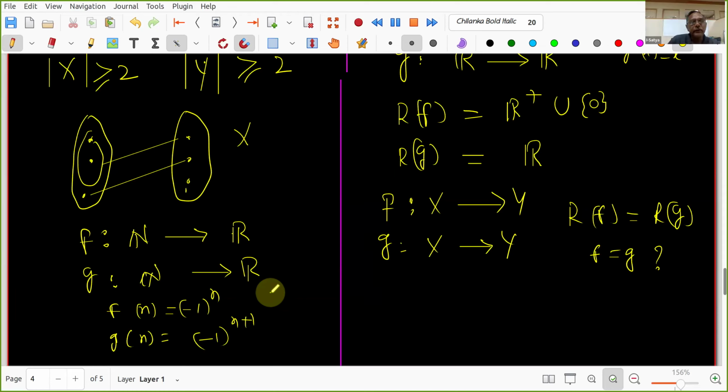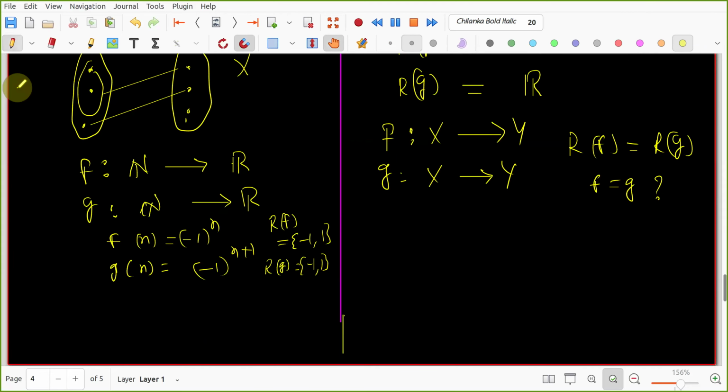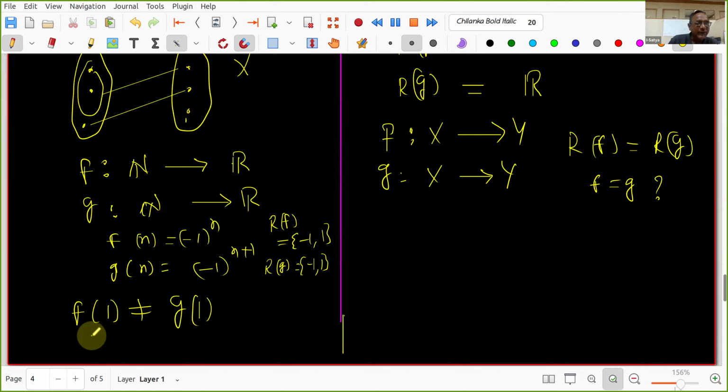What is the range of f? Range of f would be -1 and 1. Very good. What is the range of g? That is also -1 and 1. But why are these two functions not equal? Since for a particular value, let's say n equals 1, f of n is -1 and g of n is +1.